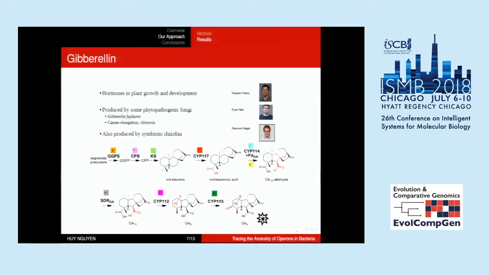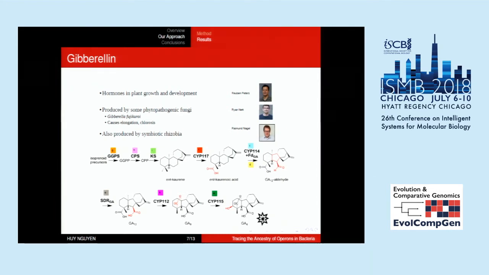We have applied our method on several operons from E. coli and B. subtilis. Today I will show you a result on reconstructing the ancestor of the gibberellin operon. Gibberellins are hormones in plant growth and development. They are known to be produced by some phytopathogenic fungi, and recently we also found that they are produced by some symbiotic rhizobia. Down here is the pathway for the operon in the symbiotic rhizobia.